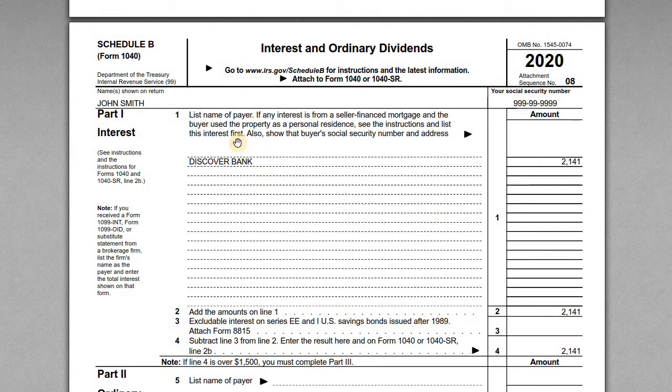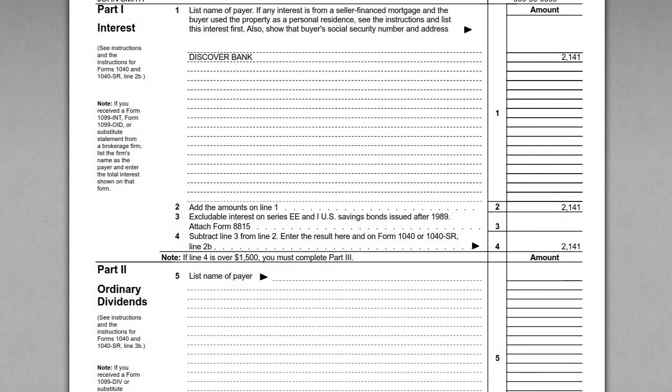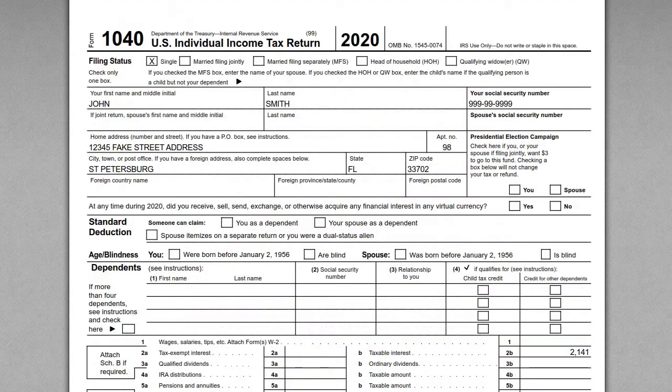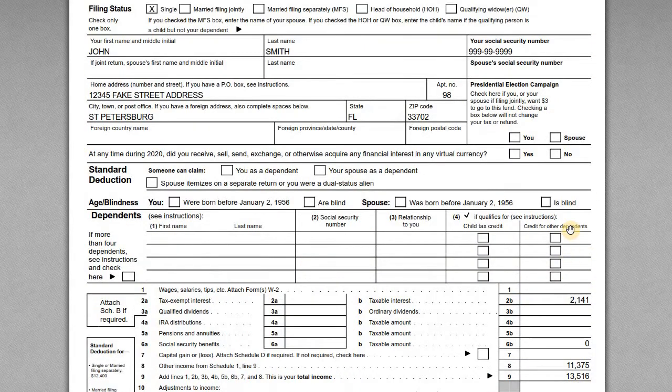So he got $2,141 in interest income from Discover Bank. He reports it here. It all foots down there. Then ultimately it flows back to page 1 of his form 1040, and we see it reported on line 2b as taxable interest, right? So there's John's taxable interest for the year.